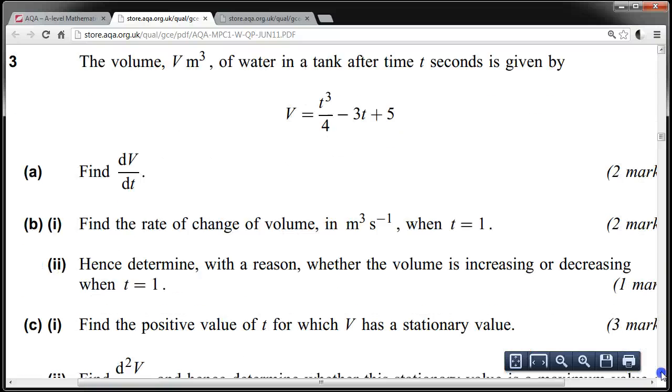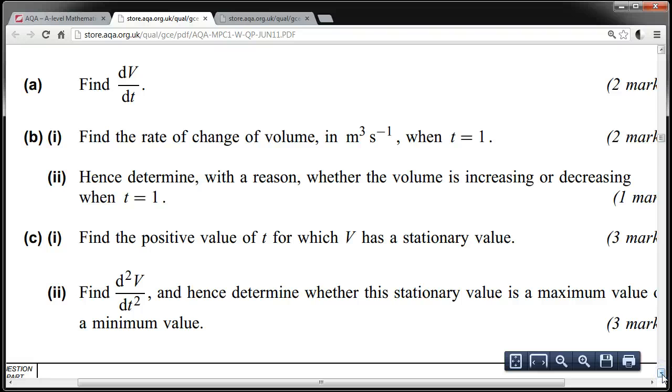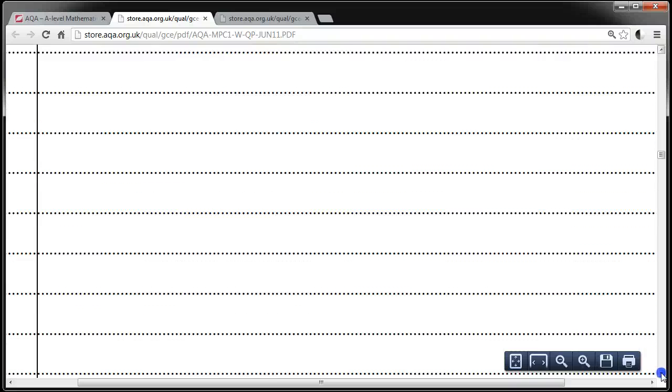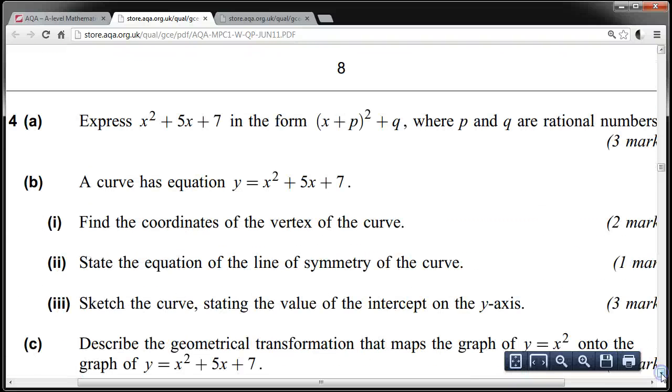Question 3, in this paper is on volumes and the rates of change, so dV/dt. The rate of change of volume is dV/dt, of course, because t is the time, so that would be the rate of change of volume. So it's just a matter of putting t equals 1 into dV/dt. And then if it's positive or negative, that will determine whether it's increasing or decreasing the volume as such. Find the positive value of t, for which V has a stationary value. So it's just second derivatives and such like things there. So standard stuff, and a fairly straightforward and easy question.